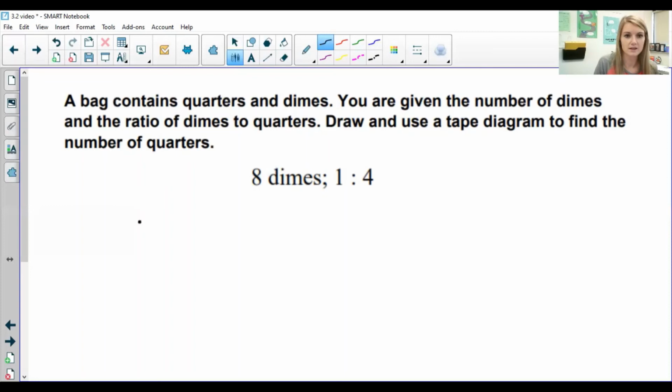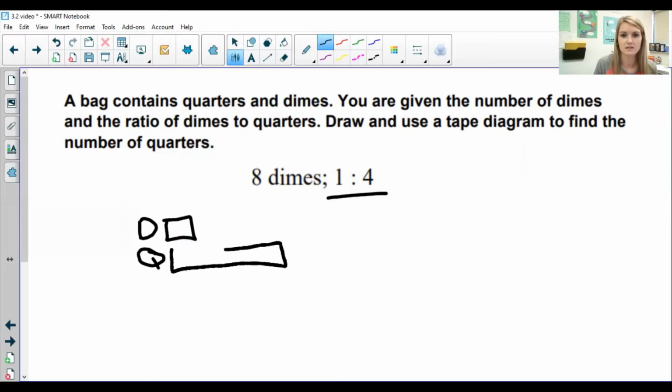So we're going to start with our dimes and quarters, okay? What's my ratio? 1 to 4. So in my dimes box, there's going to be just 1, right? And then my quarters is going to have how many? Has to have 4. So 1, 2, 3, 4. Okay, next part of my problem, how many dimes are there? There's 8. And this time, I only have 1 box here. So what does that 1 box equal? Yeah, we know it's going to equal 8.